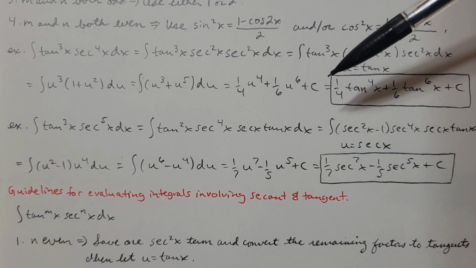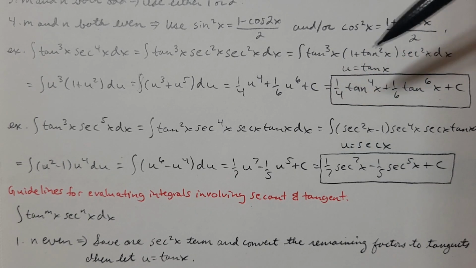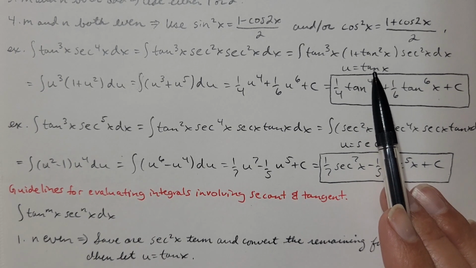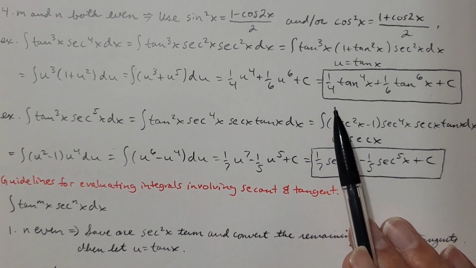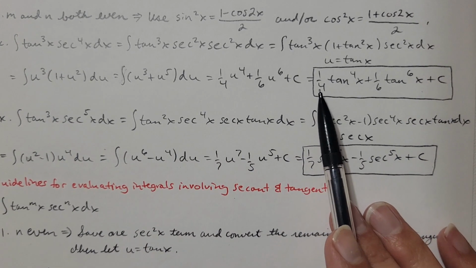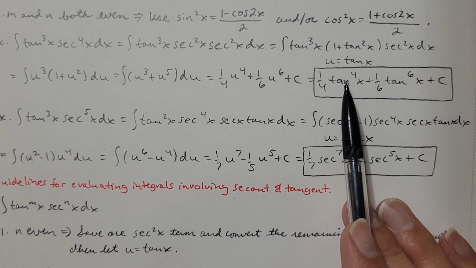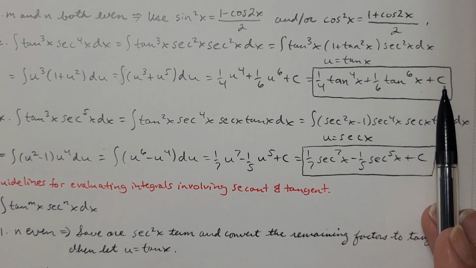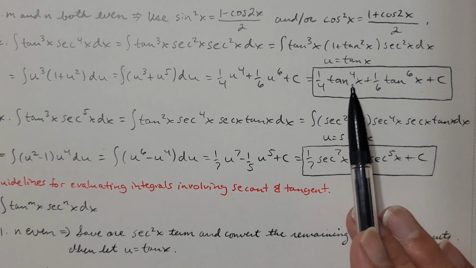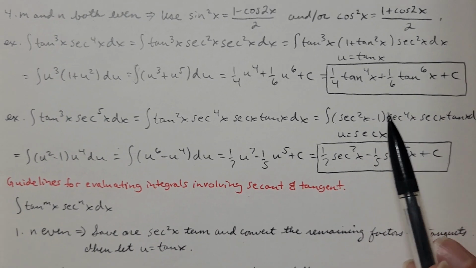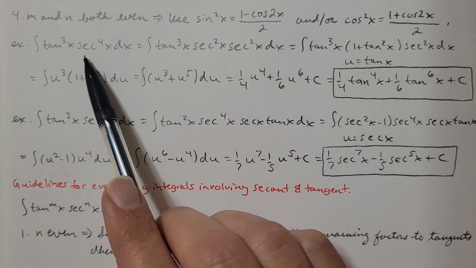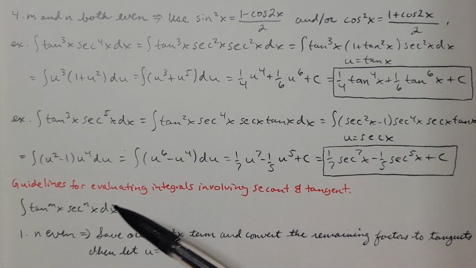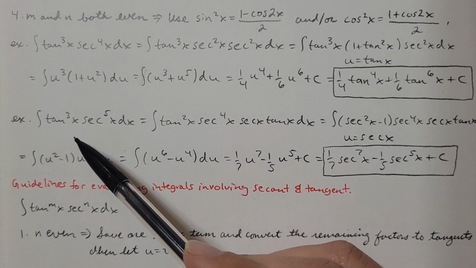Again, don't forget the plus c. That's an indefinite integral. And replace u with tangent x now. So my answer will be 1/4 times tangent to the fourth of x plus 1/6 times tangent to the sixth of x plus c. Okay? That's not the only way I could have done that integral, by the way. I'll mention another option that we could take here after we look at the guidelines.